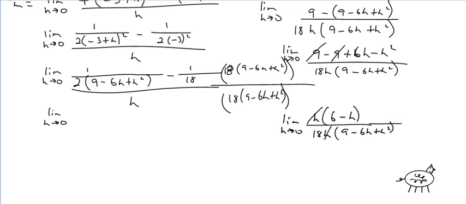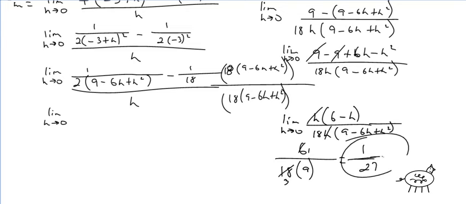Alright, that h cancels. Now I can do direct substitution because I don't have a 0 for a denominator. And I say 6 minus 0 is 6. And on the bottom I have 18 times 9, because the h goes to 0. And what is that equal to? Well, I can simplify that. It's a 3, and that's a 1. So I have 1 over 27. That's the slope of that line at that point, at x equals -3. So that's the first answer.